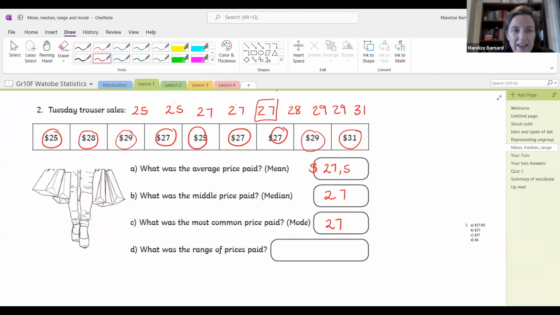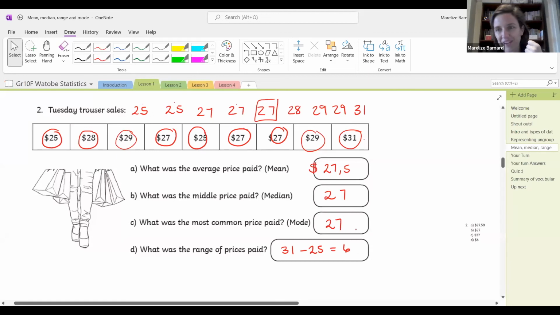And what is the range? 31 minus 25 is equal to 6. Remember, it's high minus low, not low minus high. I think I spotted a negative number in there. So make sure you get your numbers the right way around for the range. It's highest minus lowest. Okay. Right, well done, everybody.